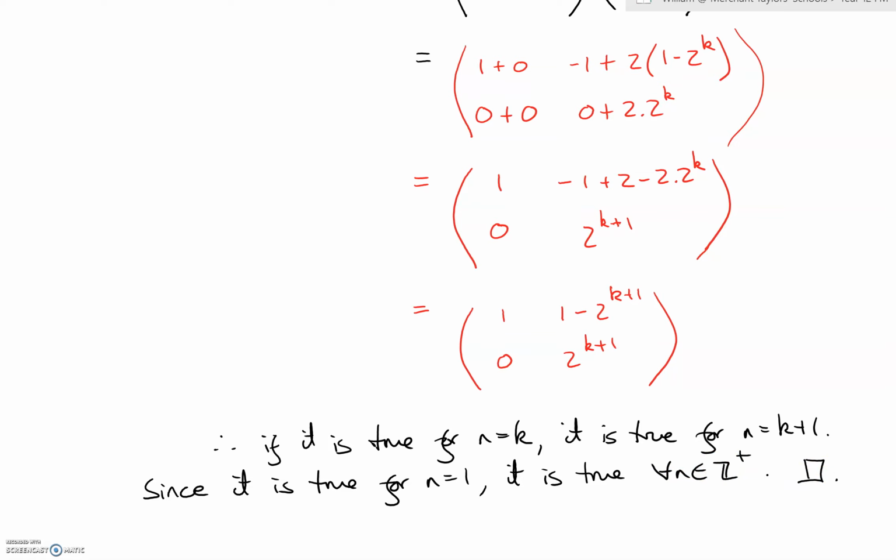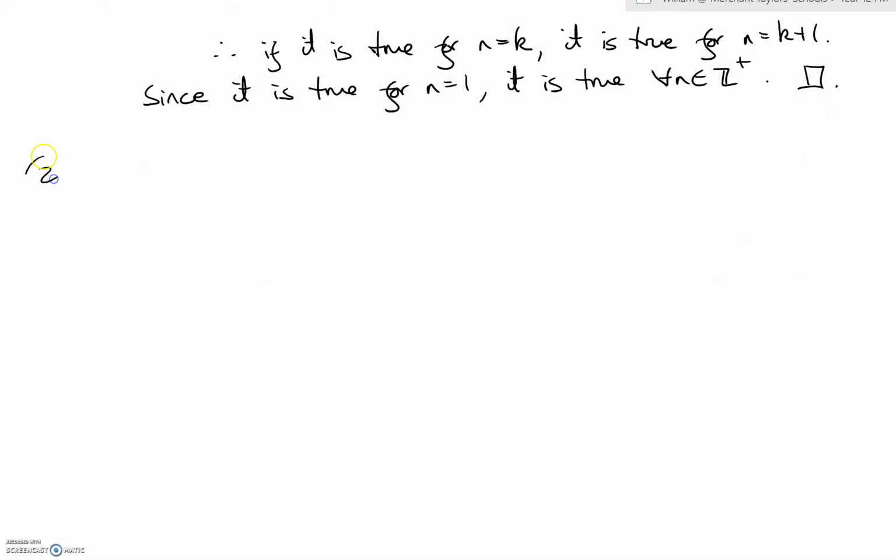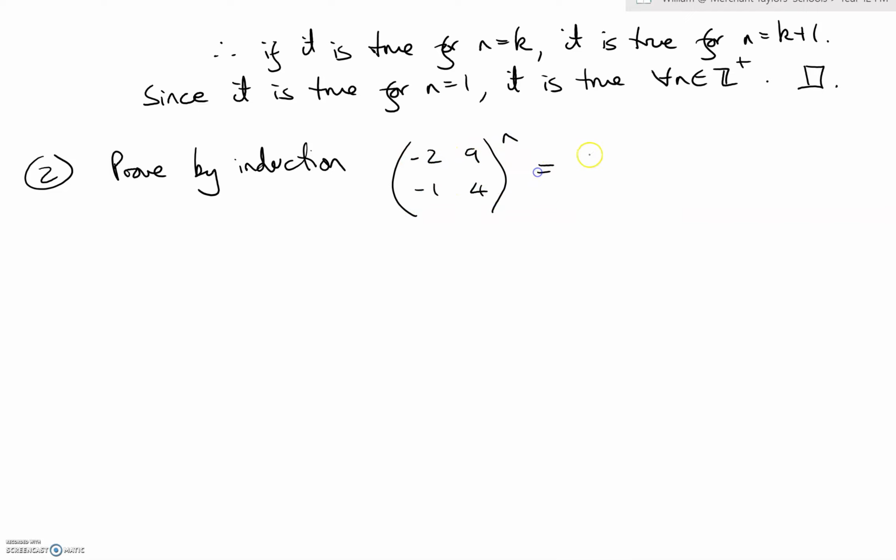And then another question on this. Remember, you can pause the video if you need to. So another question. We're going to prove by induction. Same kind of idea. So we're going to prove this. So we've got minus 2, 9, minus 1, 4 to the n this time is equal to this. So exactly the same kind of idea.